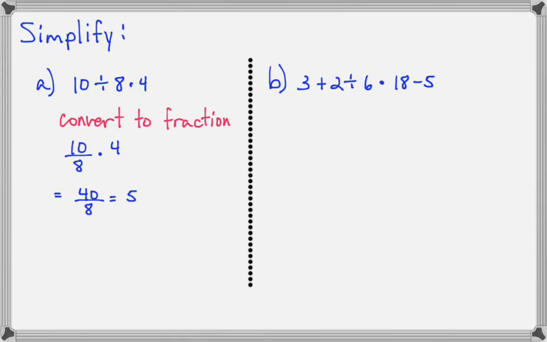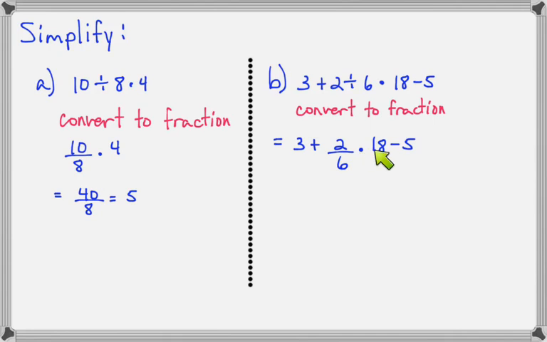Alright, so what to do first? Well, clearly all the multiplying and dividing has to be done first. So let's rearrange our dividing into fraction form. That means the 6 will go down to the denominator. So 2 over 6 times 18 minus 5.